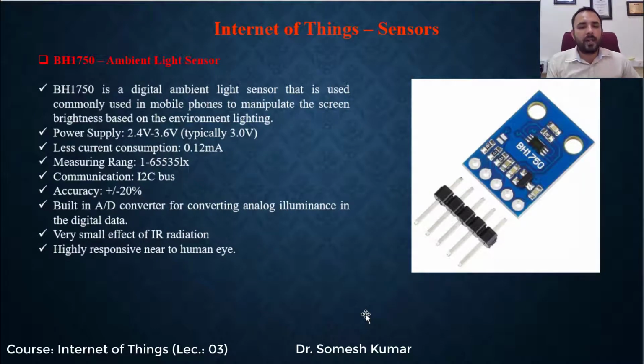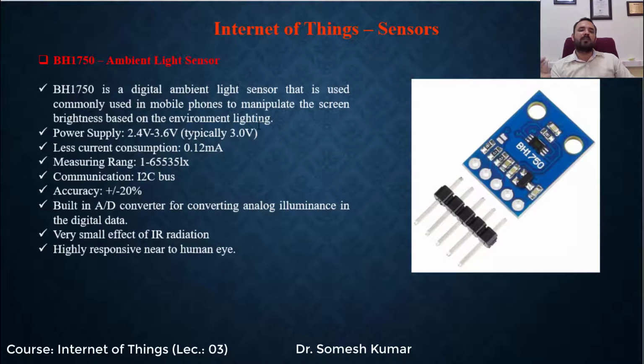Our next sensor is the ambient light sensor. The BH1750 is an ambient light sensor. This sensor is commonly used in mobile phones, where it adjusts the screen brightness as per the environment lighting. You all know there is an option of automatic brightness in your mobile phones. This IC is used for that automatic brightness. When there is sufficient light in the environment, your phone brightness is decreased. That is due to this BH1750 sensor.